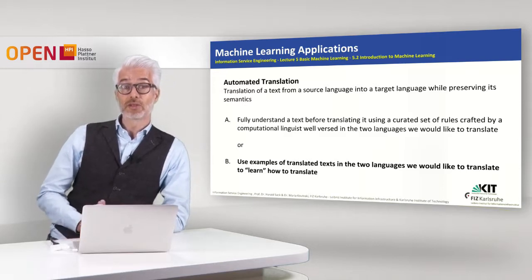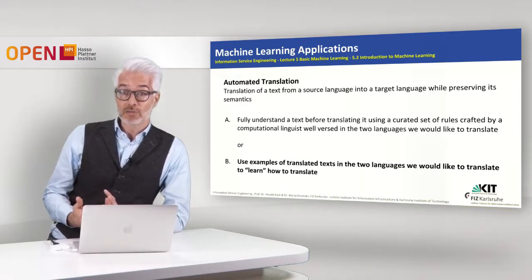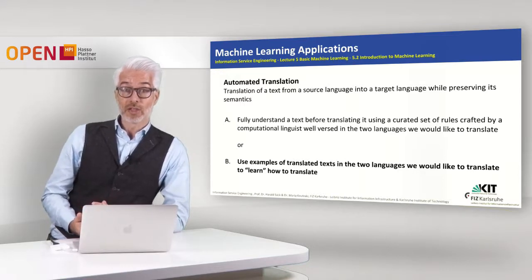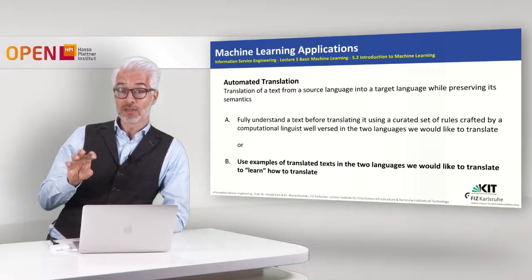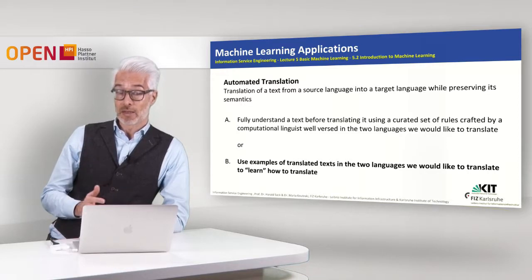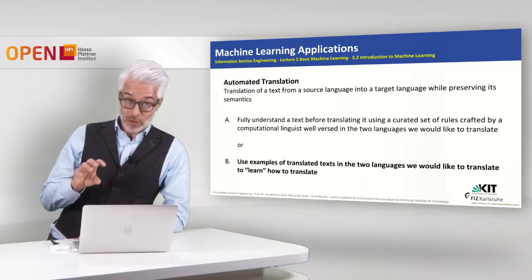First, you could fully understand a text before translating it, using a curated set of rules which are crafted by computational linguists who are well versed in the two languages you want to translate. So you would have to fix rules. But on the other hand, you could also learn them. And we could learn this by example.